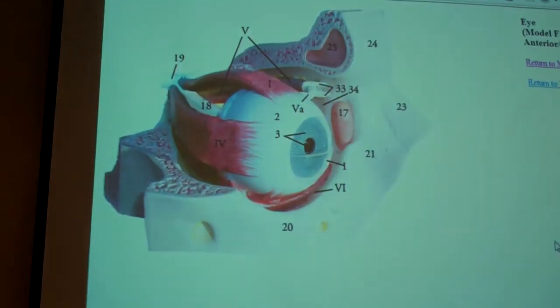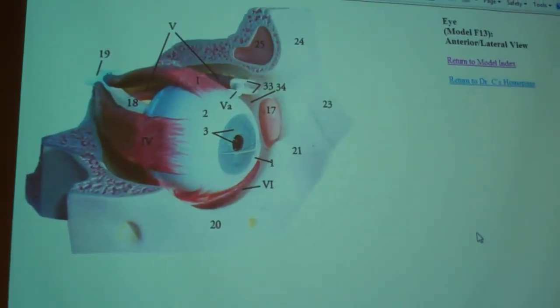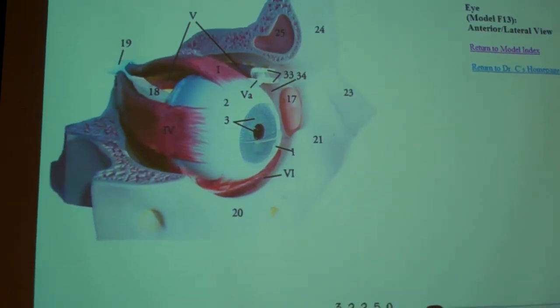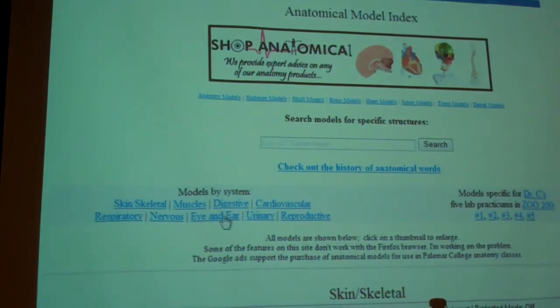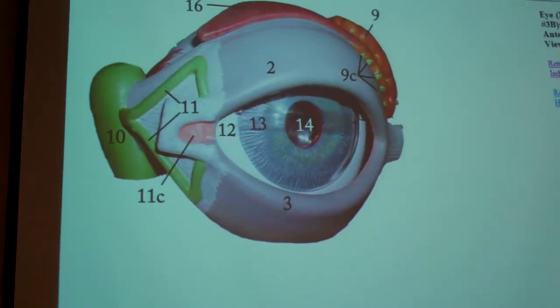So now what we're going to do is do the lacrimal apparatus. What does lacrima mean? Tears. Tears, crying, tears. So we're going to look at the tearing stuff. Let's go back and find this one. Alright, so here's my eyeball.